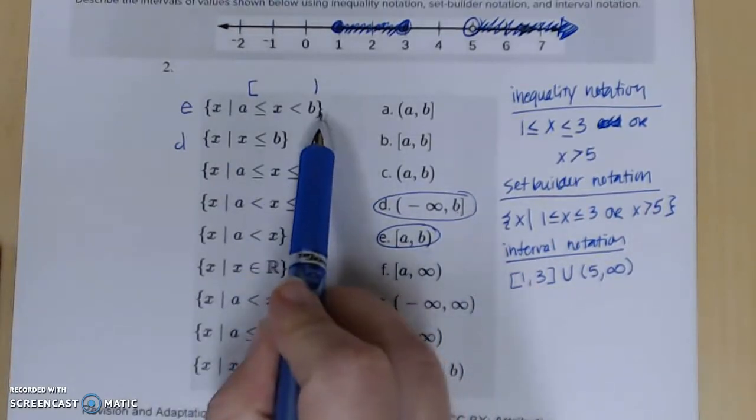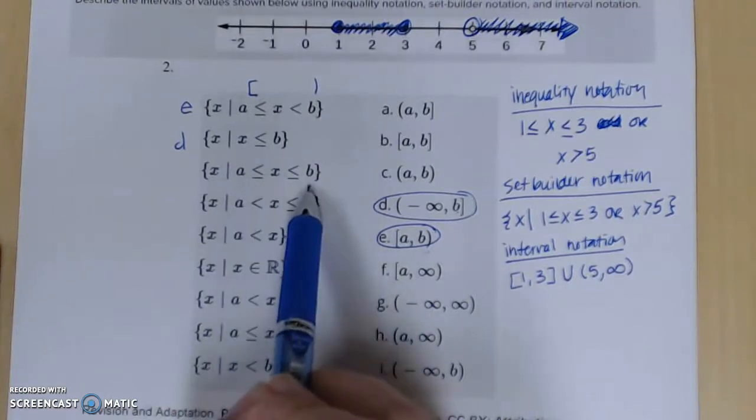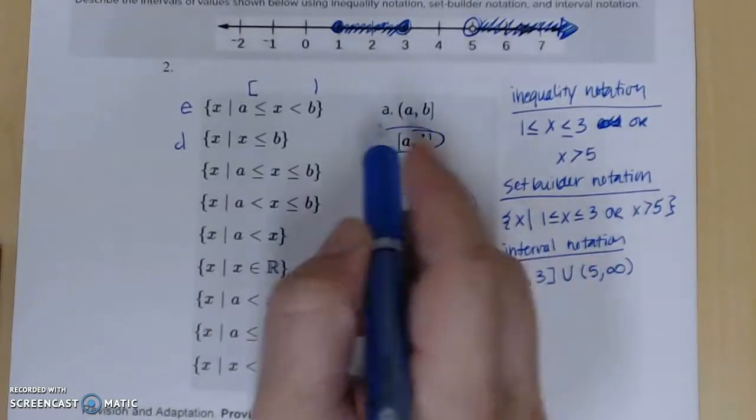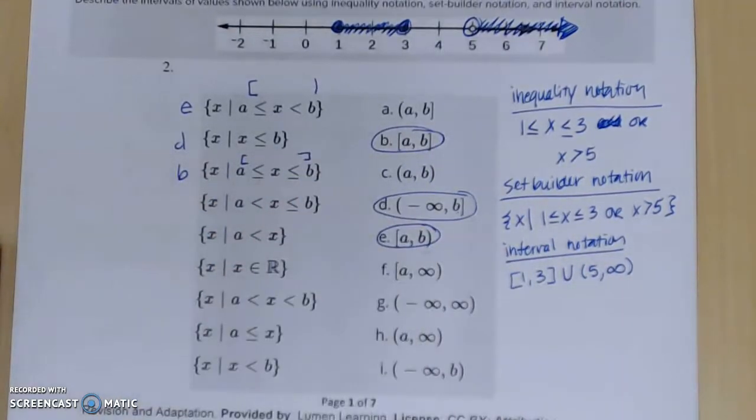The next one looks similar to A, but I want you to notice between this top one and this third one, it's equal to on both A and B. And so that means the next choice would be B, because I want to have a square bracket on the A and a square bracket on the B to include those values.